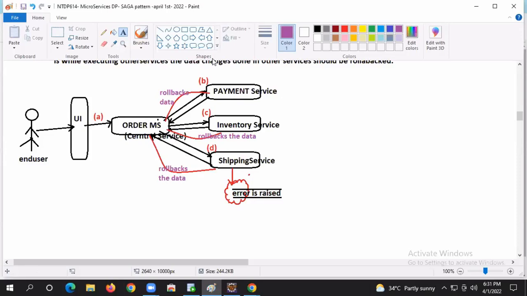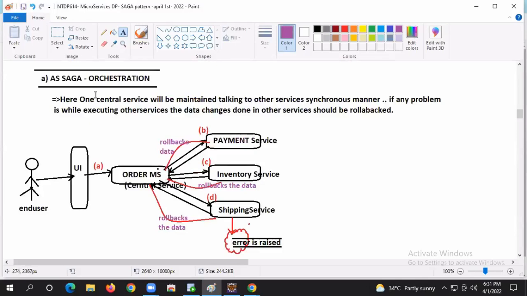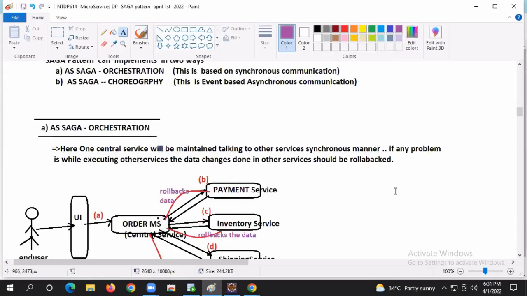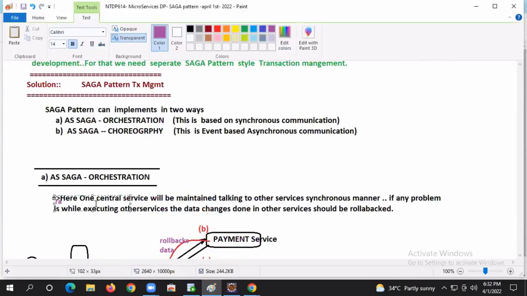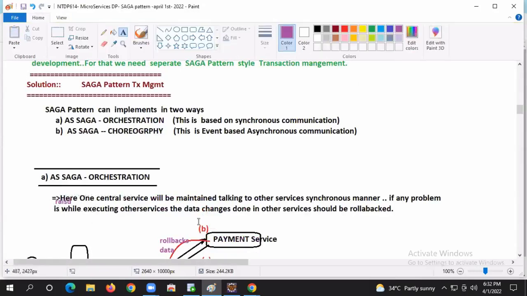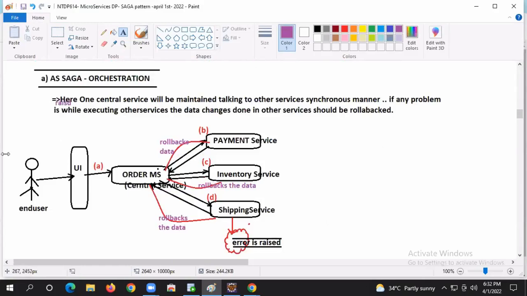This is called orchestration. This is how it will work, guys. Here one central service will be maintained, talking to other services in a synchronous manner. If any problem is raised while executing other services, the data changes done in other services should be rolled back. Come on, guys. So this is the working style of what? Orchestration. Okay, this is SAGA pattern orchestration.